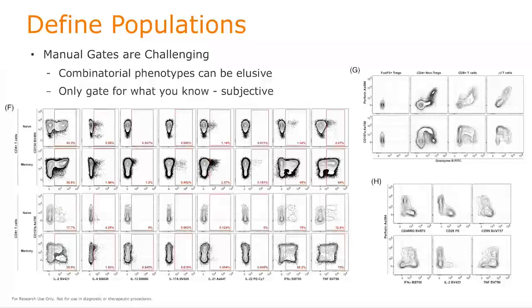The other downside is that you only gate for what you know. So if you have a disease state that you're investigating and you don't know what kind of populations are going to be there, then how can you identify them with a hierarchical manual gating approach?